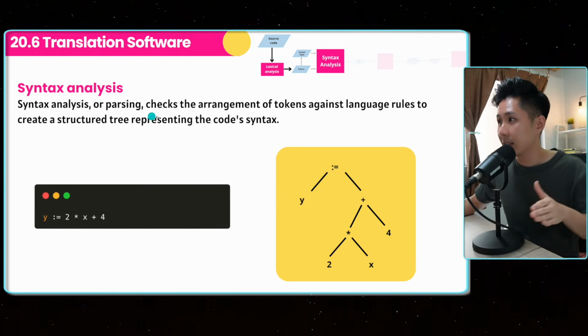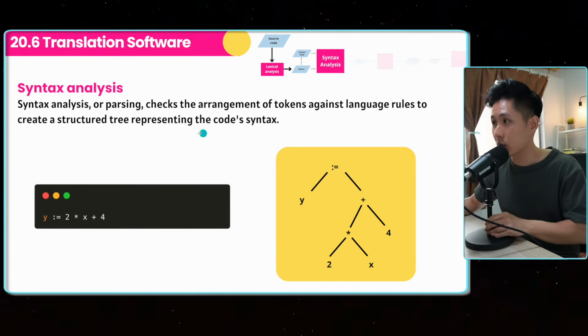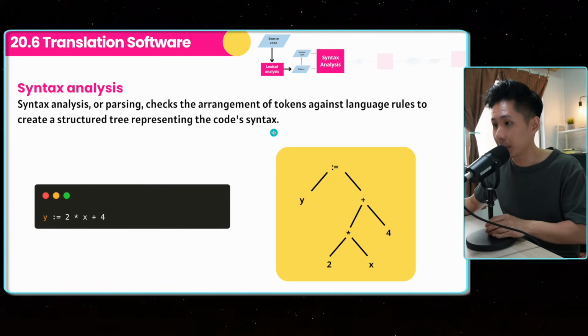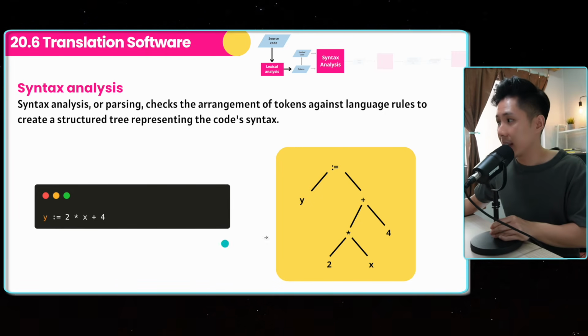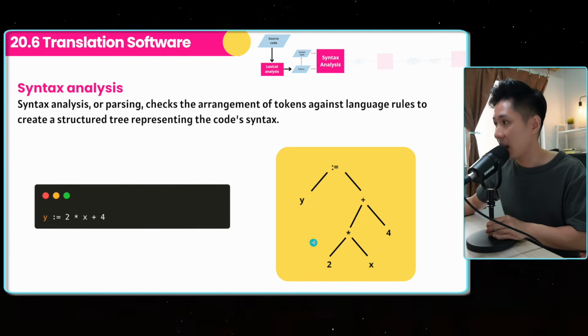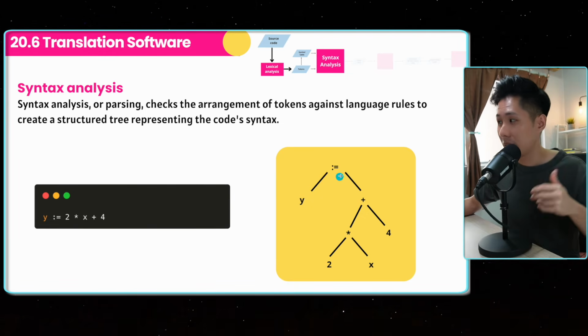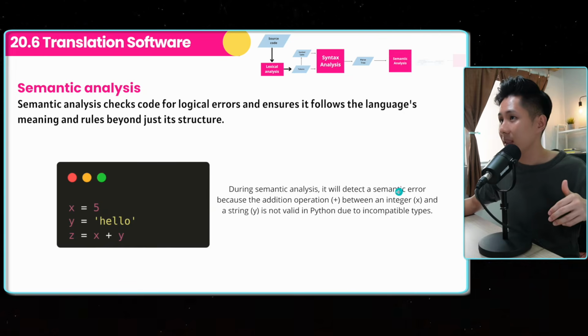Now syntax analysis, check the arrangement of token against language rules to create a structured tree representing the code syntax. So imagine I have this line of code here. What syntax analysis will do is that it will see whether the order is correct. By the way, this is called a structured tree. We'll look into how to derive an expression from this later.